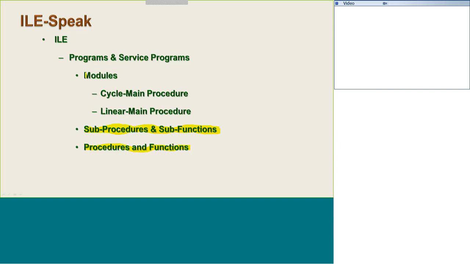There are two types of modules that you can create. There's a thing called a cycle main procedure module. This one is the good old faithful module that we used to write that contains the entire RPG program cycle. I'm sure you all know the RPG program cycle, are very familiar with it, and actually wish you could use it again.